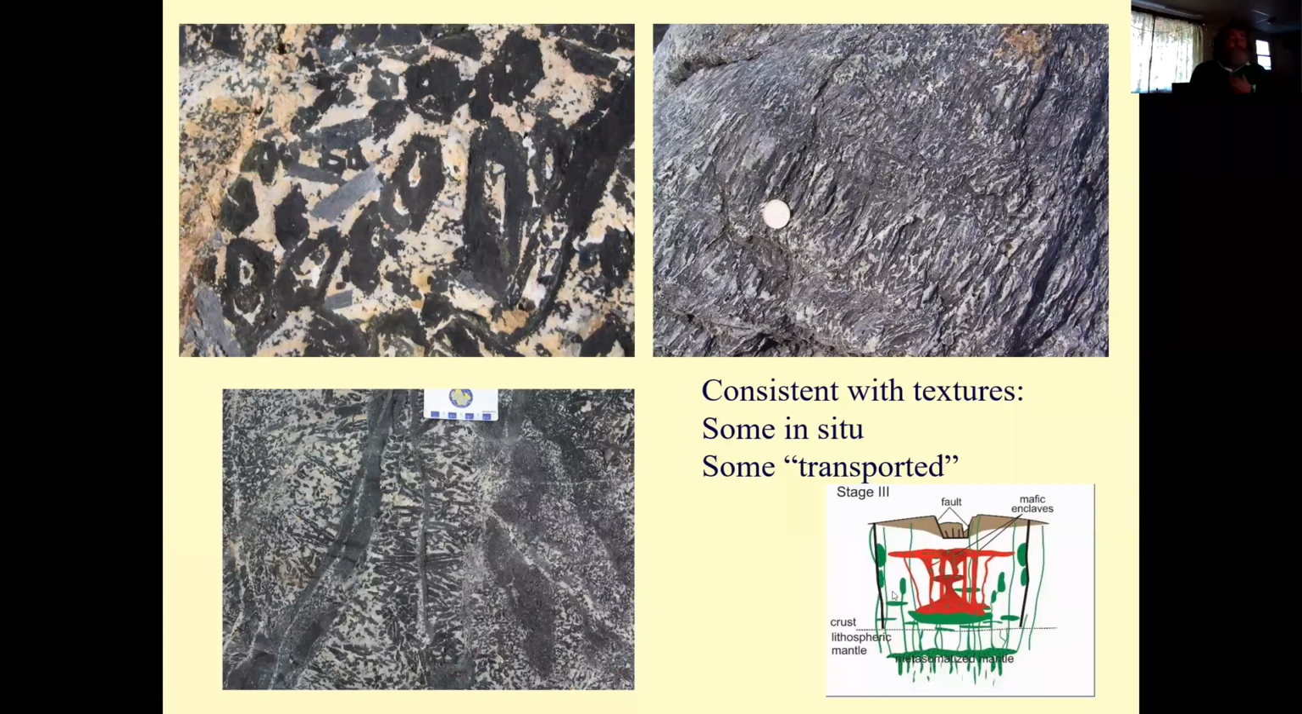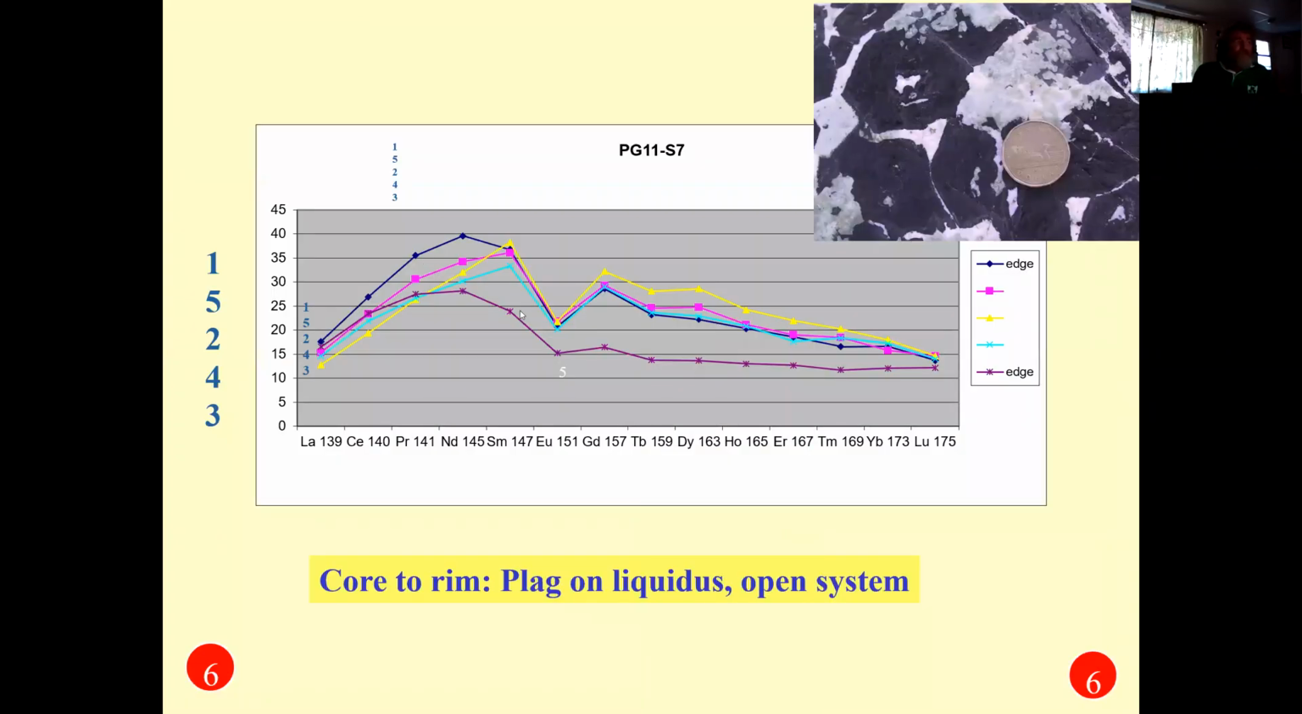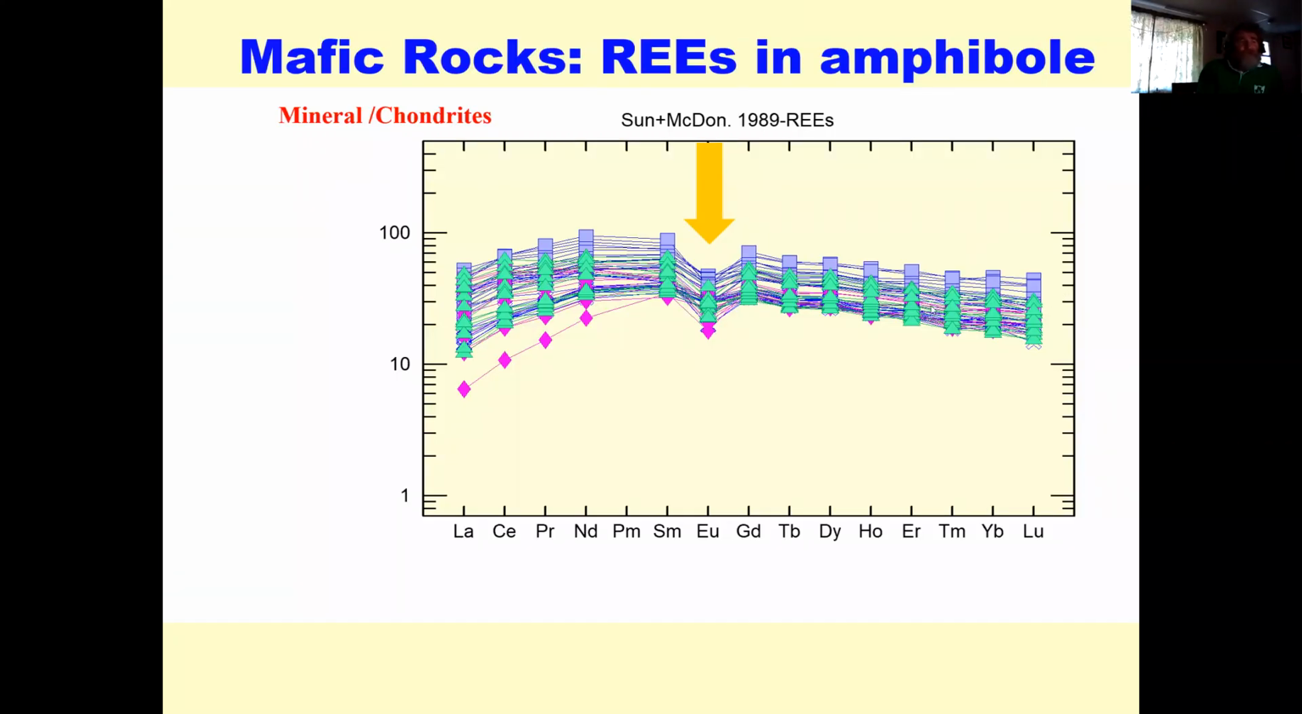Some of the things you can do with these hornblendes is take their compositions from core to rim. Here's an example where you can see the rare earth compositions with a negative europium anomaly, telling us that plagioclase was on the liquidus while the hornblende grew. And if you look at the amphiboles in the mafic rocks, this is true by and large of all those amphiboles, a negative europium anomaly, telling us that almost certainly plagioclase was on the liquidus co-precipitating with it.